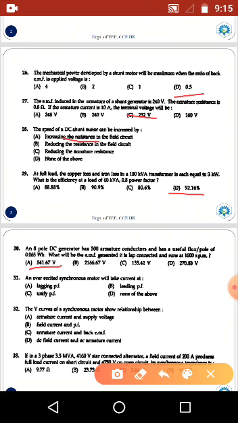Moving to question number 31. An overexcited synchronous motor will take a current at a normal excitation. If the synchronous motor draws the rated current, if the excitation is decreased, it will draw lagging current, and if excitation is increased, it will draw leading current. So, an overexcited synchronous motor draws a leading current, or it operates at a leading power factor. So, option B.